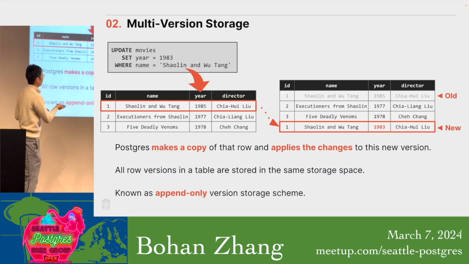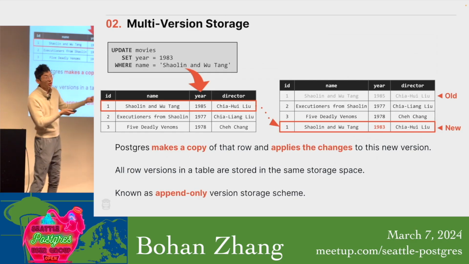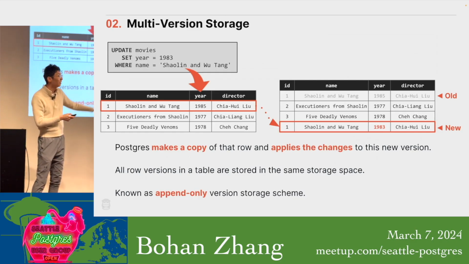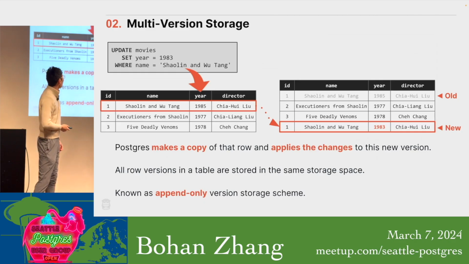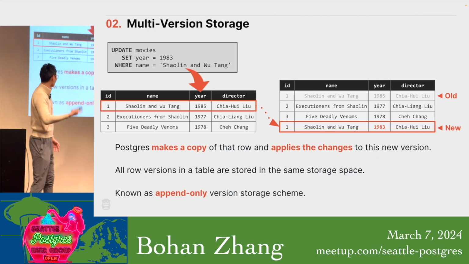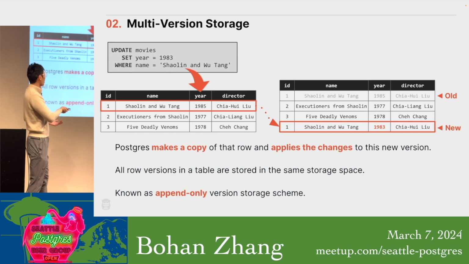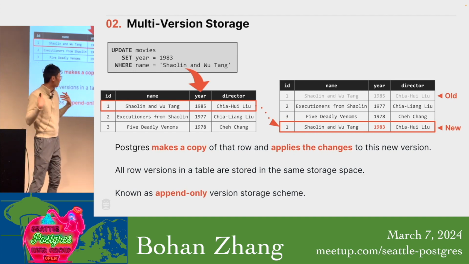So it's at the bottom. It makes a copy of the row and applies the changes. We change the year from 1985 to 1983 on that row. So we have the old version, and we have a new version. All versions in the table are stored in the same storage space. This is known as the append-only version storage scheme.